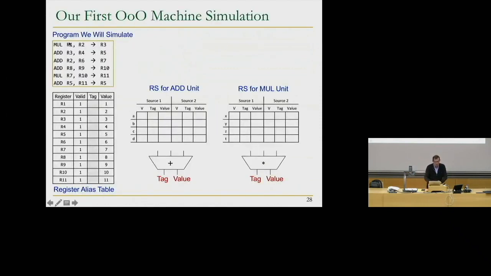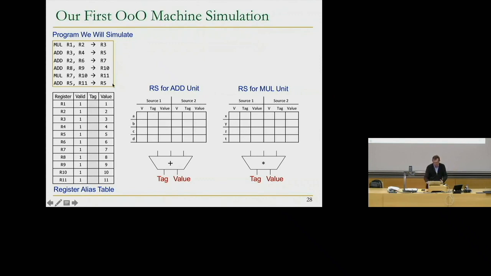It's the same program that I showed you, multiplies and adds. This is the initial value of the register alias table. So you have all registers that are valid, and these are the values. So tags don't matter because everything is valid. And this is the reservation station for the add unit, and this is the reservation station for the multiply unit. And each unit has an adder and a multiplier, and whenever an instruction finishes, it produces a tag and a value that gets broadcast everywhere.